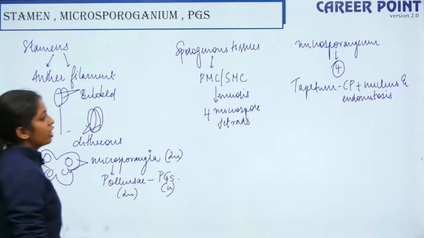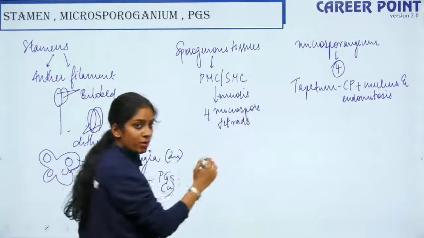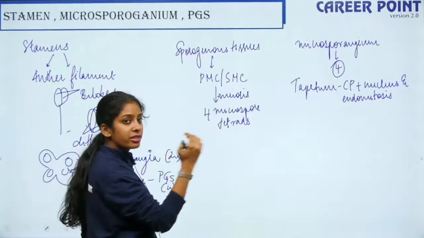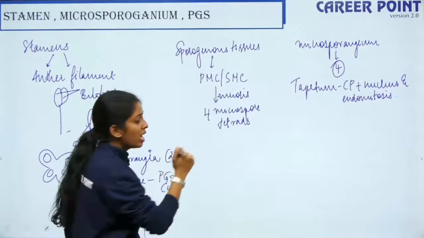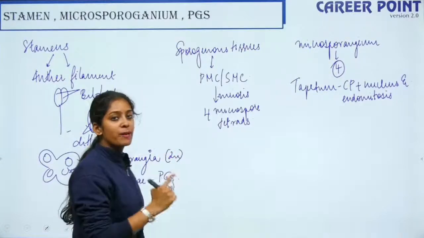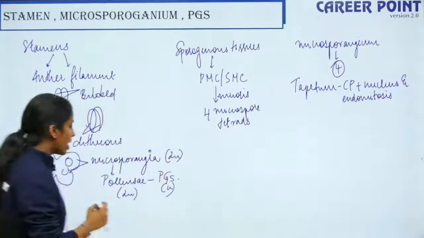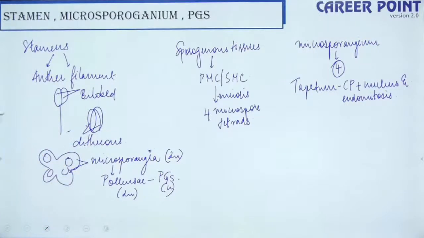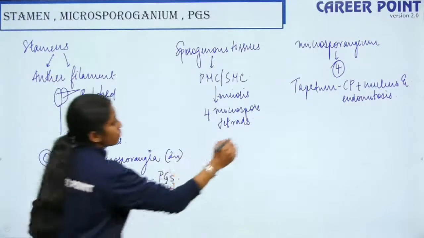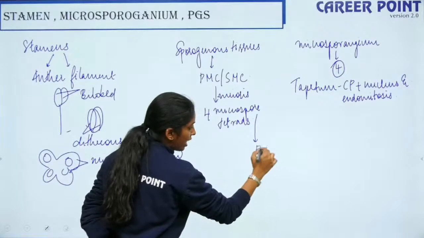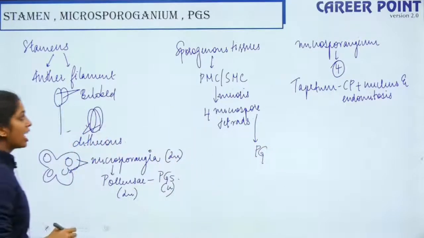Alright, clear? Okay, so as the anther matures, these tetrads move away from each other, and each microspore develops into a pollen grain. Now talking about the microspore, it develops into a pollen grain as the anther matures. Now we'll talk about the pollen grain structure.